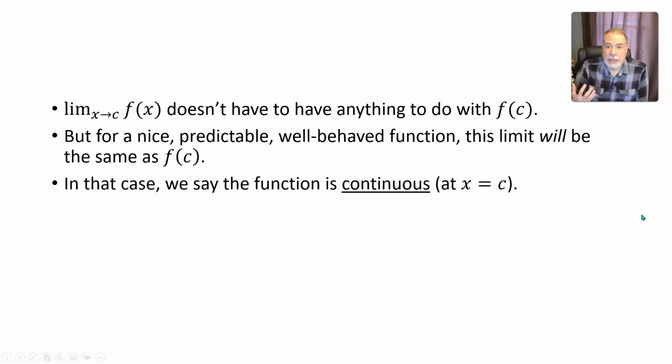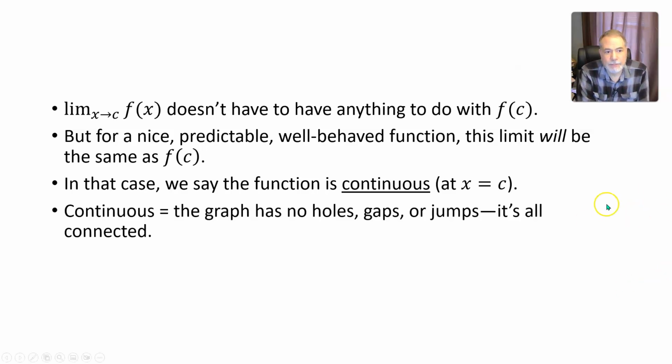So, in the case where that happens, where the limit as x approaches a number is the same as what happens when x equals that number, we say that the function is continuous at that point. So continuous graphically means that if you're looking at the graph of the function, it doesn't have any holes or gaps or jumps. It's all connected, all in one piece.